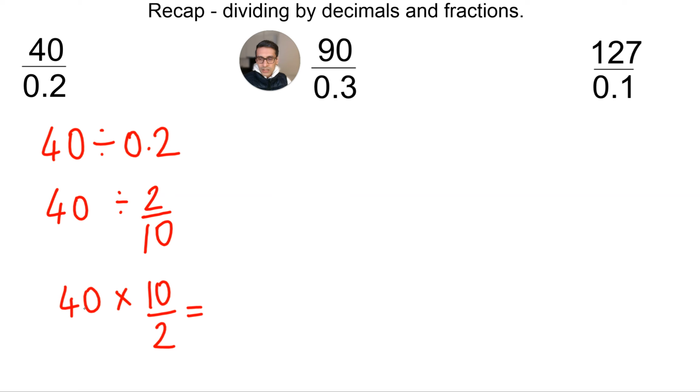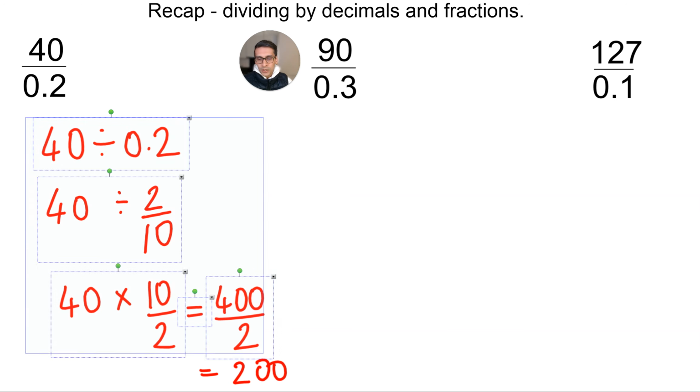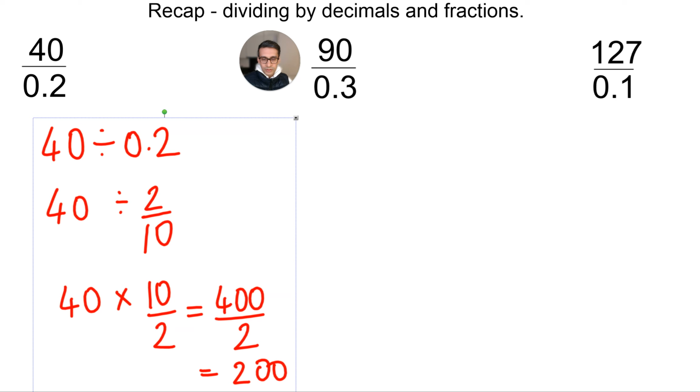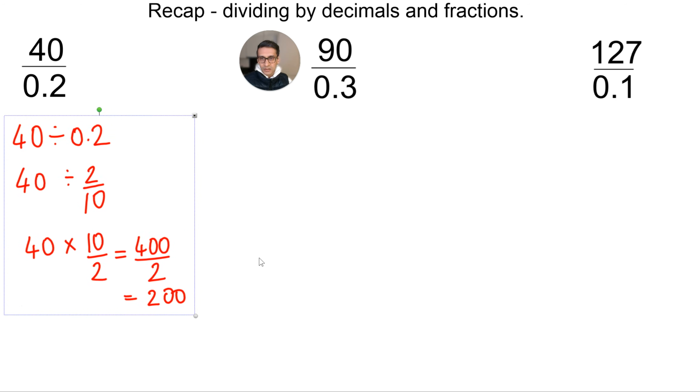So 40 times 10 is 400. And then divided by 2, and that's going to give you 200. We could have also just made this 1/5 and then done 40 times 5. We could have also simplified 10/2 into 5 as well, but we're not going to get too bogged down with those details. So have a go with the questions on the right, just to check your skills, because this is often something people forget. Pause the video and have a go.